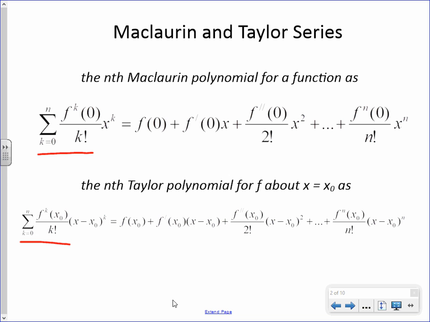Okay? Now, this is the nth polynomial, right? Once we make it into a series, instead of n, what are we going to write? Infinity. Once we make it into a series, that n on the top of our summation is going to be infinity.